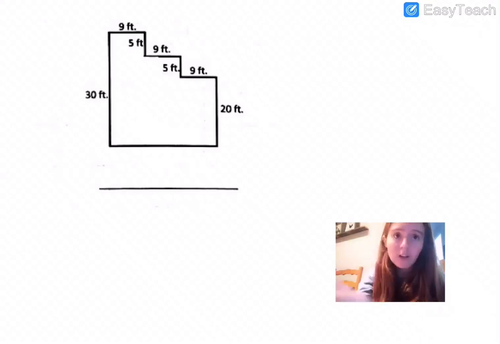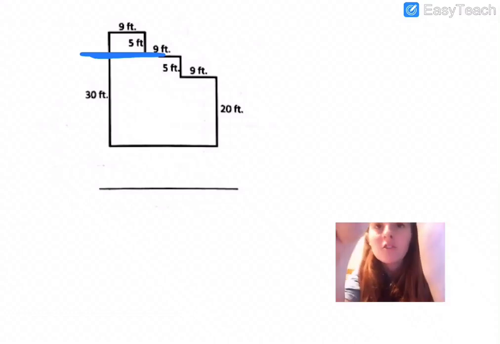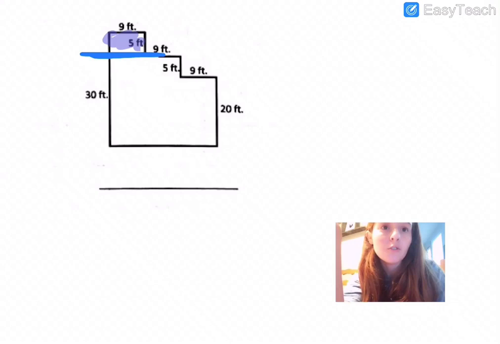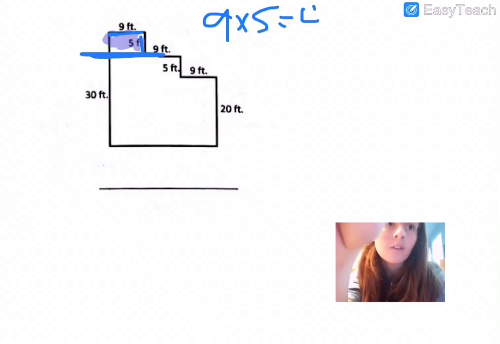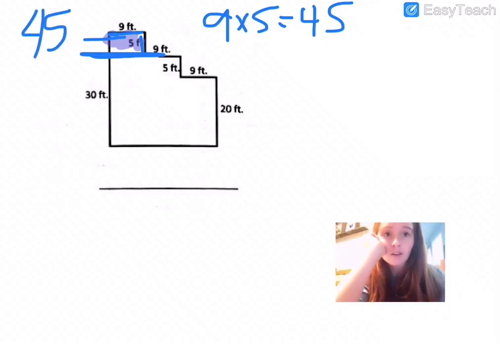Okay? So I'm looking up here at the top, and I'm seeing that I can divide just that little part, and I can solve for just this little section right here. So I'm going to do my length, or my width, times my length. So I'm going to do 9 times 5, which is 45. So this little part right here measures 45 square feet.